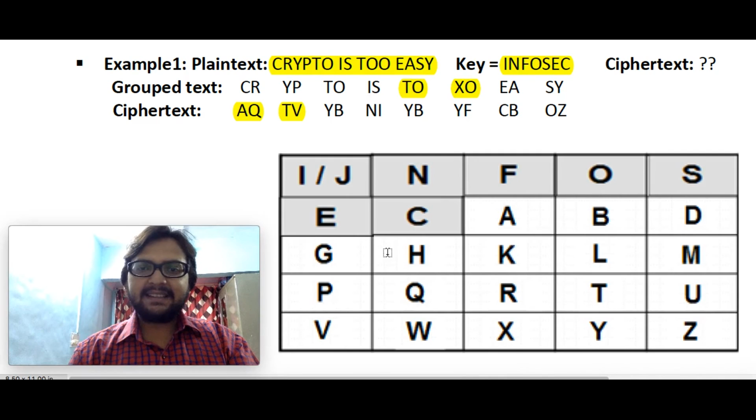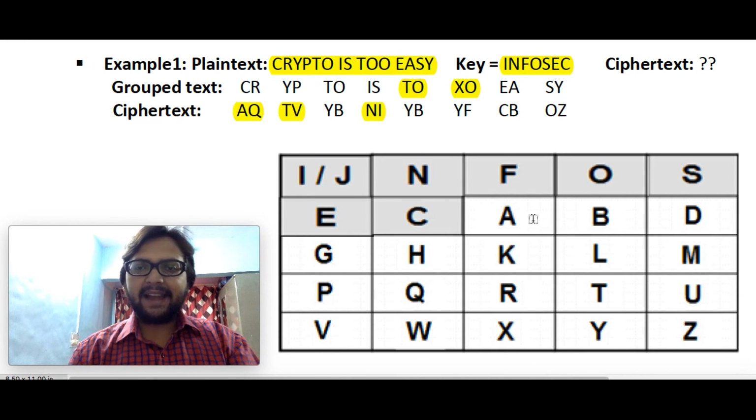Same way IS. Where is I? We have I here and S here. Now remember, S is the last character in our matrix. So if we are talking about a last character, what is immediately after S? After S immediately comes I or J. So what we are going to do? We are going to apply the same pattern. So IS is replaced with NI. As you can see here, same way TO, YB, EA, CB. I hope this particular pattern is clear.